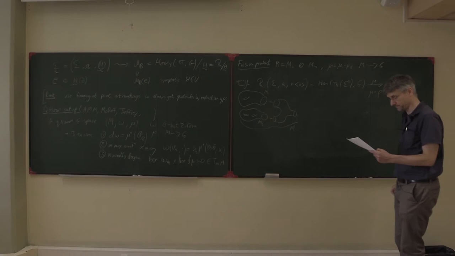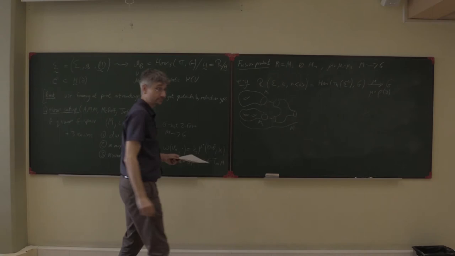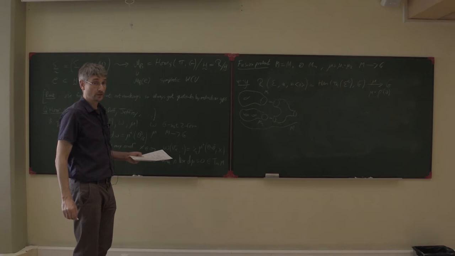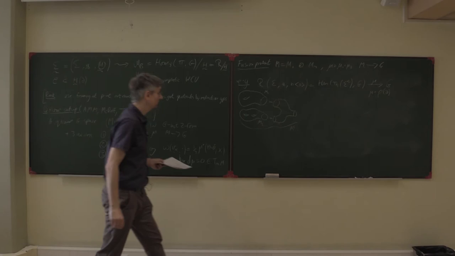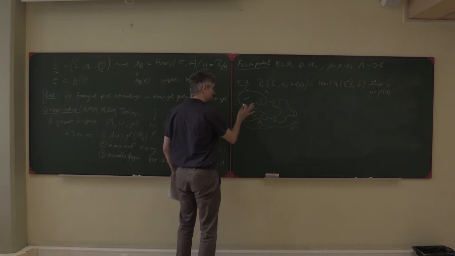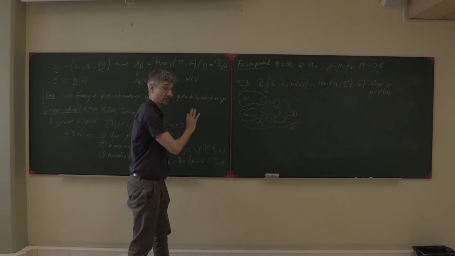One question, just to make sure I understand. So the fusion product happens automatically if I have two M1s and M2 with V1 and V2 satisfying these axioms? Yes. Okay. That's right. You get another quasi-Hamiltonian space out of these. So the game will be to just have some simple pieces and then get complicated surfaces out of the simple pieces. That's the way the proofs of all of these things proceed.